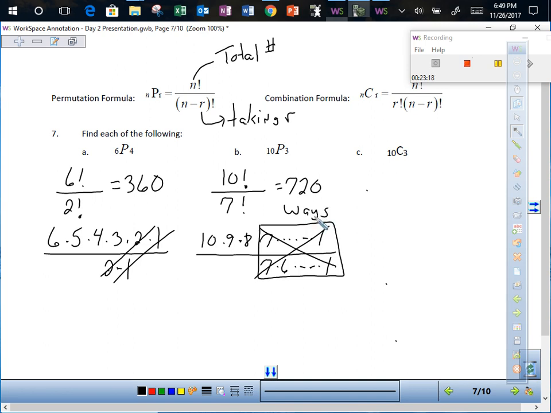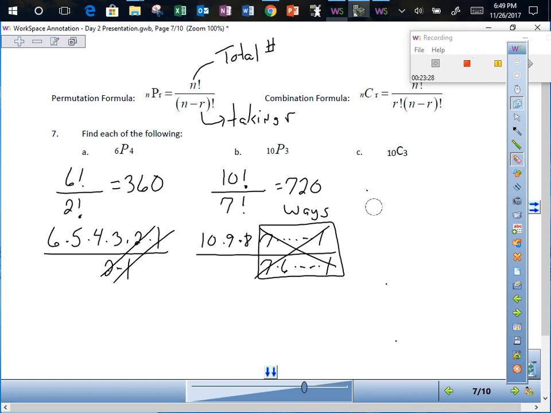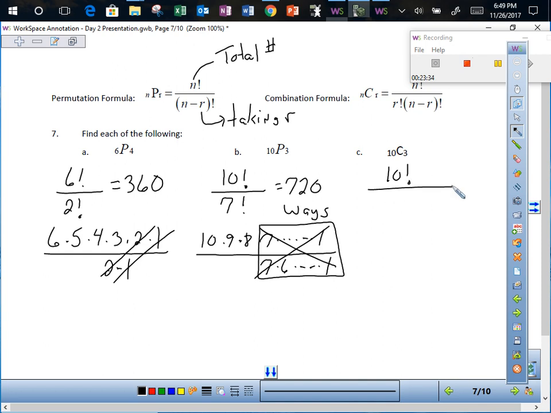So you've got 2 methods. You can think through it. I want you to at least know where the numbers come from, but you can use your calculator. Now let's look at C. It's a combination formula. It's a tad different. That's going to mean 10 factorial over, now it says the number of objects you're taking, which is 3 factorial, times 7 factorial. I got that 7 from 10 minus 3.